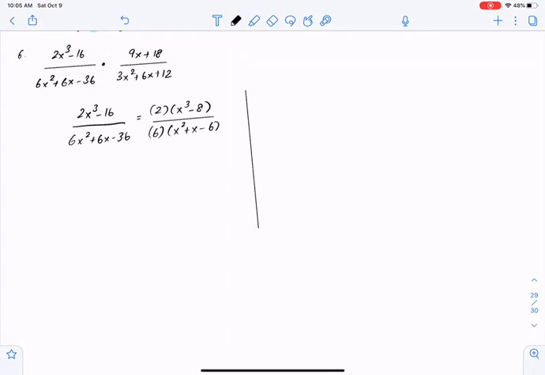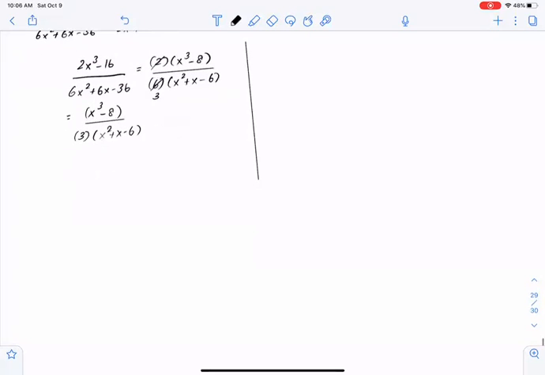Let's simplify if we can. So 2 and 3. X cubed minus 8 divided by 3 times x squared plus x minus 6. Now, could we factor the numerator? And then we could get to the denominator.